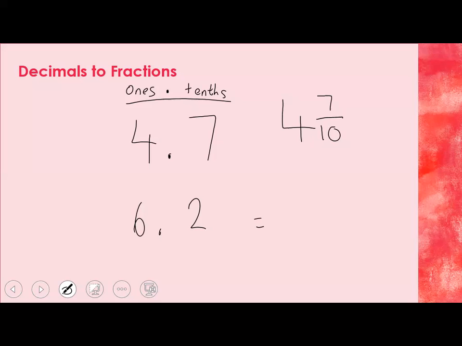On your own. Okay, well done if you followed the exact same process that we just used and worked out, I've got 6 ones and I've got 2 tenths. 6 and 2 tenths.